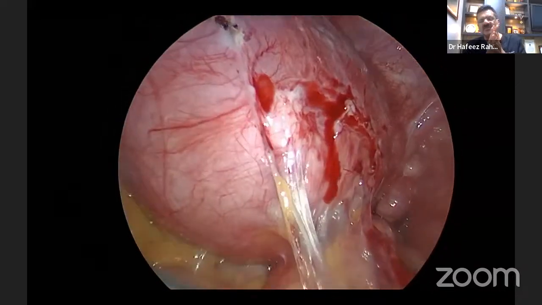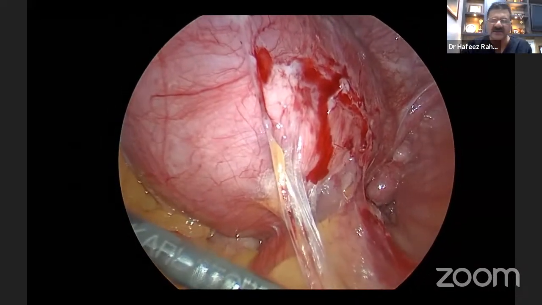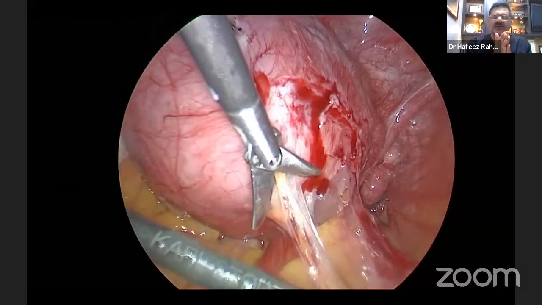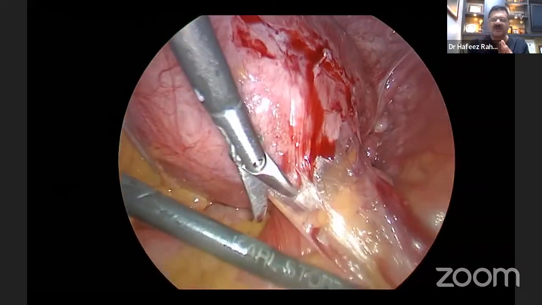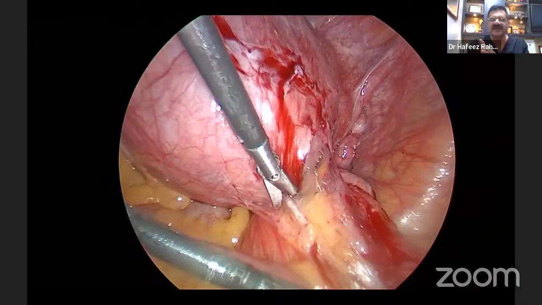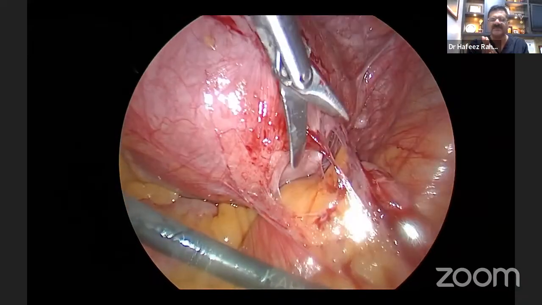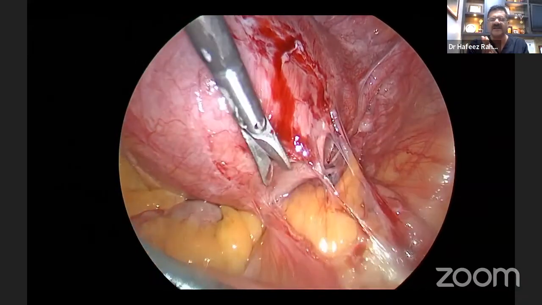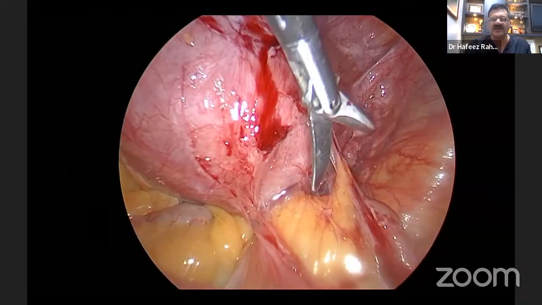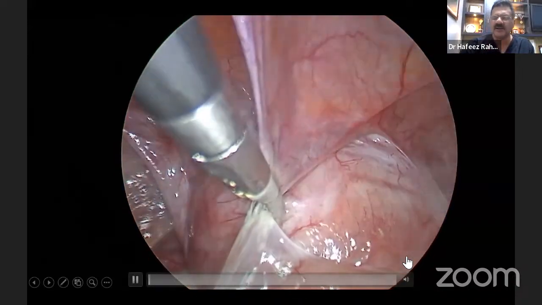Another point is, when you get stuck at one area of adhesions, do not keep going into that exact area. Go to some other area, and you will find that the stuck area gets loosened up very easily. See here, since we have gone into the correct plane of adhesion, you can see the adhesiolysis is much easier.